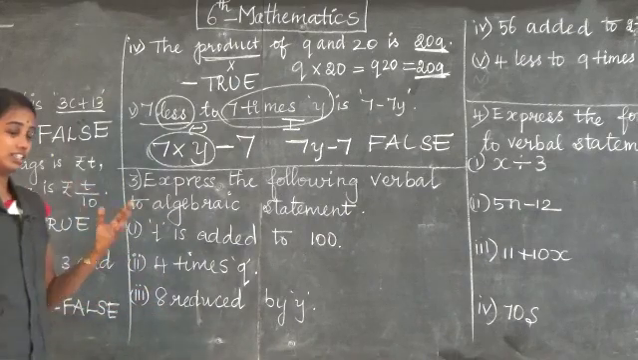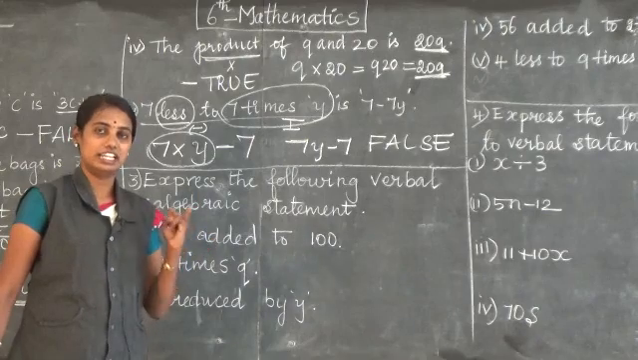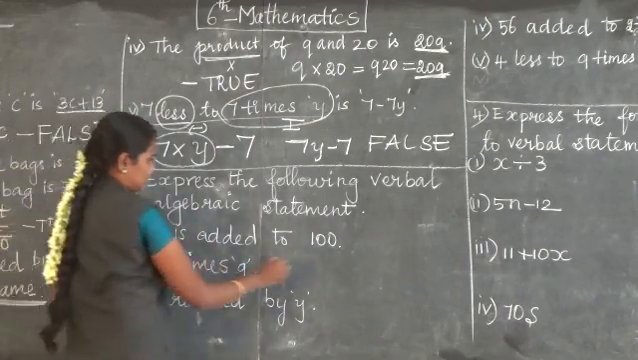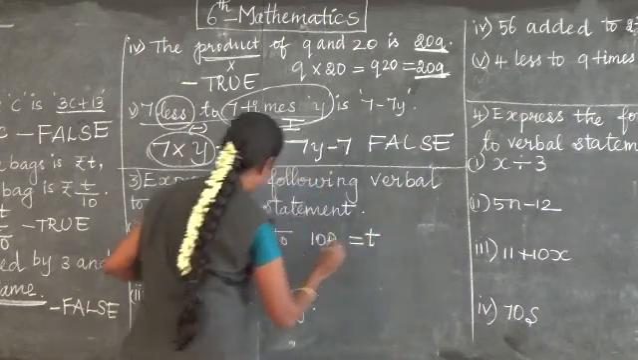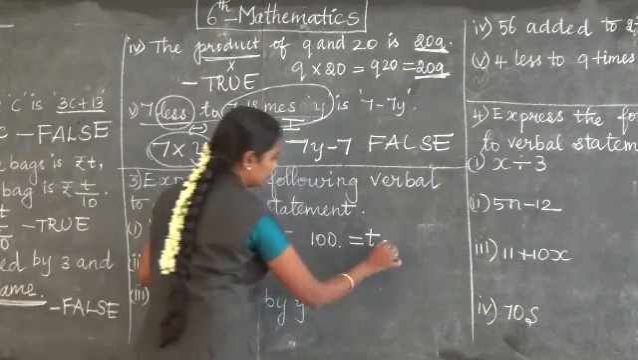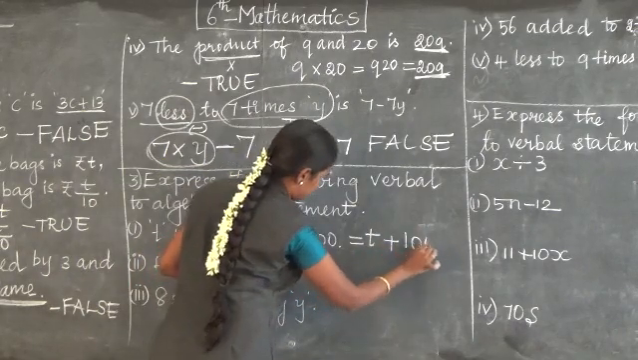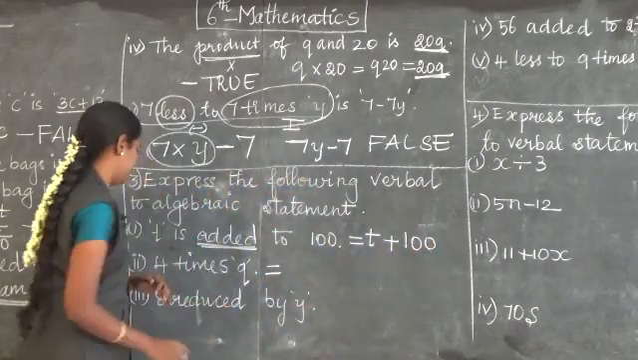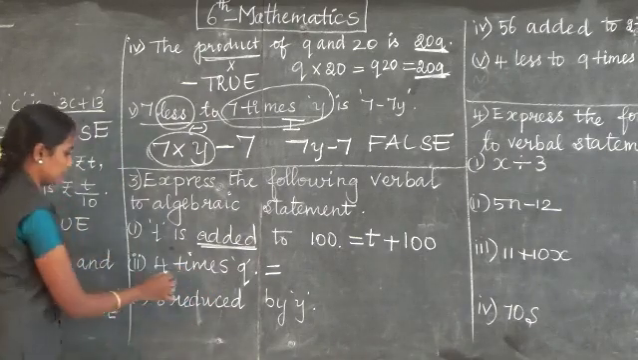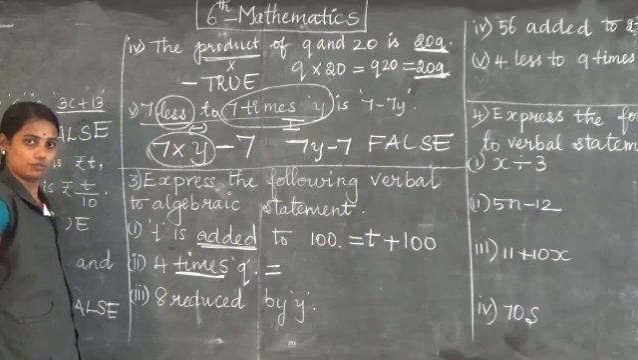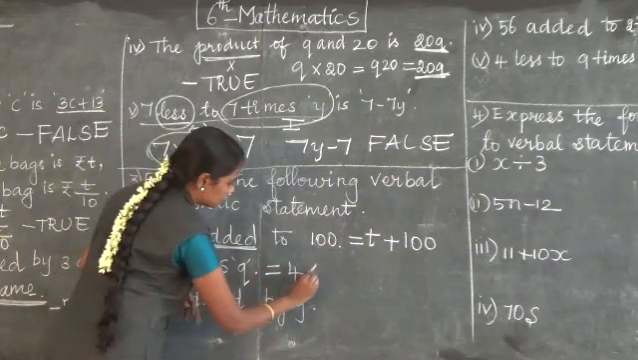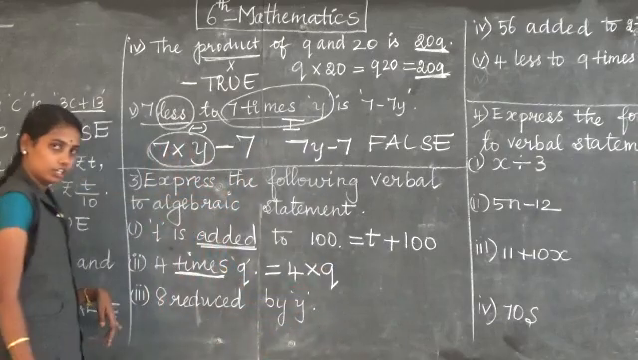Algebraic statement means use of letters and the numerical operations. So now the letter is already given. T added. Added means which sign? Plus sign. T plus 100. Next, 4 times Q. Times means what is the clue? Which sign will come? Multiple. So 4 into Q.